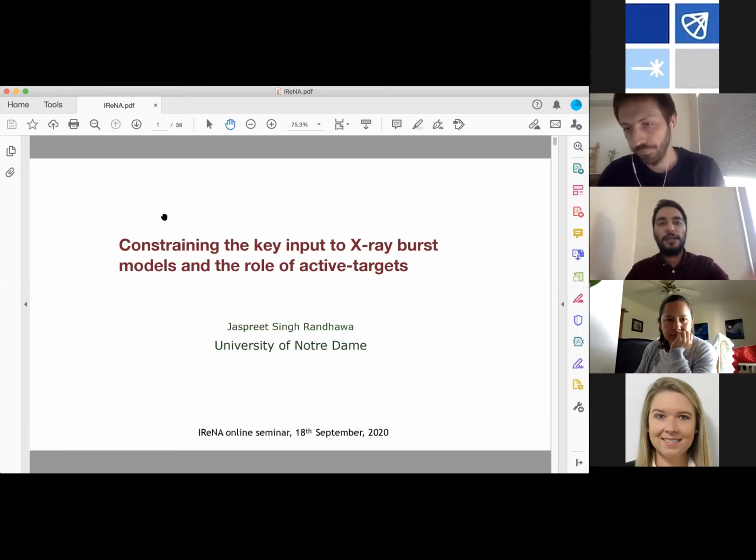Thank you. Okay, so the topic for today is constraining the key input to X-ray burst models, and I will specifically emphasize the role of active targets, because that's what I'm using as a tool to investigate the different nuclear reactions which are important for X-ray bursts.